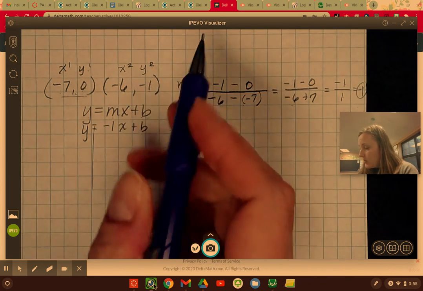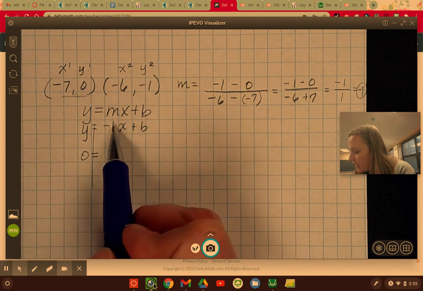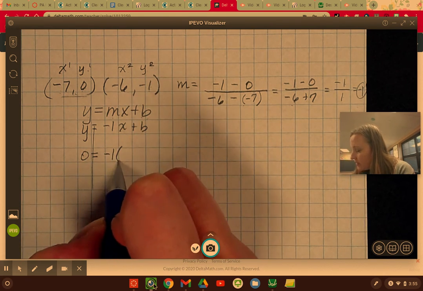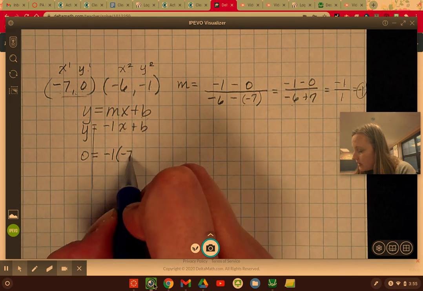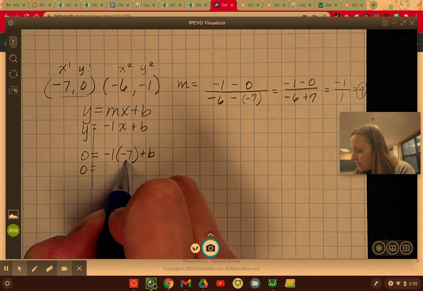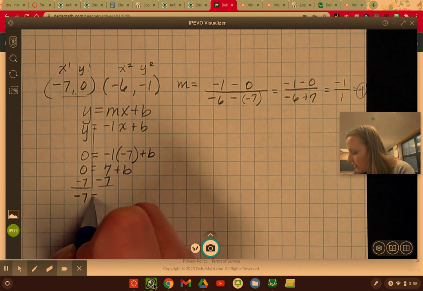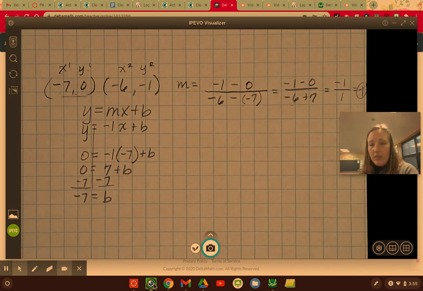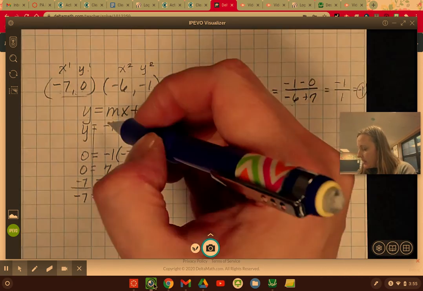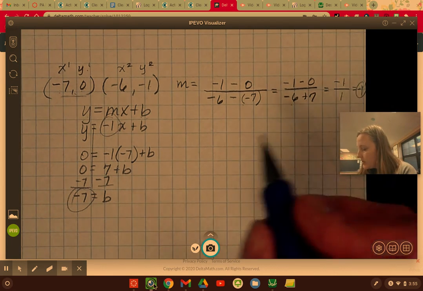So y, 0, equals m times x, which is -7, plus b. So 0 equals -1 times -7, which is 7, plus b. Let's subtract 7 from both sides. 0 minus 7 is -7 equals b. So now I have my m and I have my b. That's enough to write an equation.